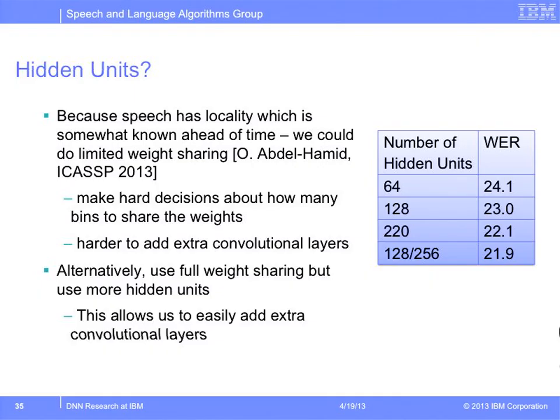And I've also compared this to limited weight sharing. It's just for the convolutional layers. Yeah, 128 is the number of hidden units for the first convolutional layer, and 256 is the number for the second convolutional layer. I've also compared this to limited weight sharing, and the behavior is about the same. But this is a lot simpler to implement because you don't have to make these hard decisions and you don't have to have different weights in your code. So we prefer to go with this approach.